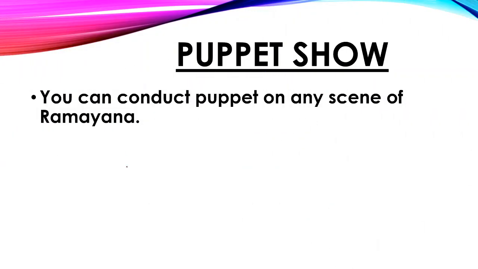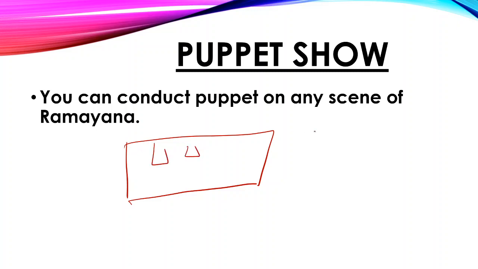Next is a puppet show. You can conduct a puppet show on any scene of Ramayana or the whole Ramayana in a crisp way. So you can conduct a puppet show in which you can show the scene of Ram and Sita, Ravan Vad, like that.